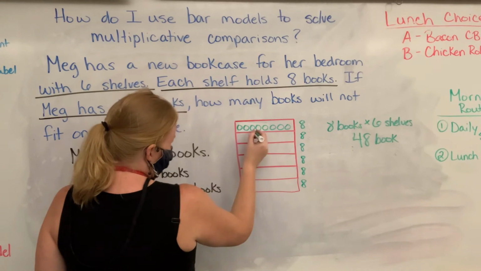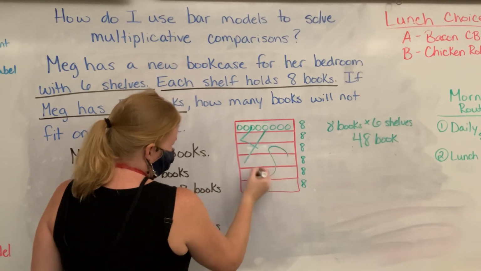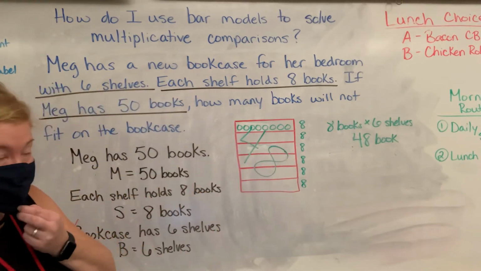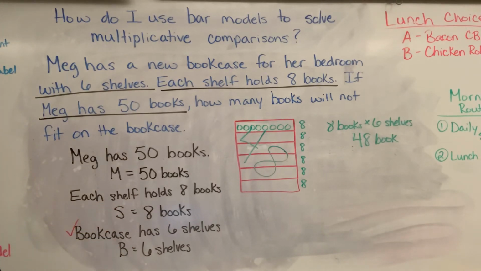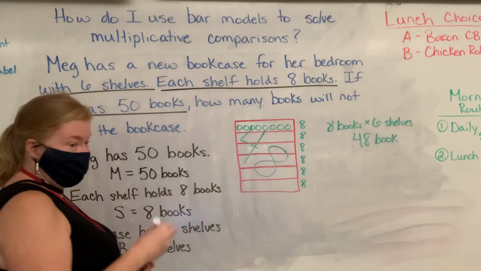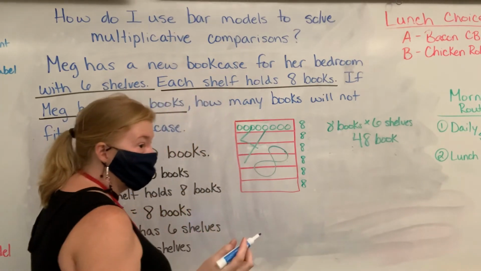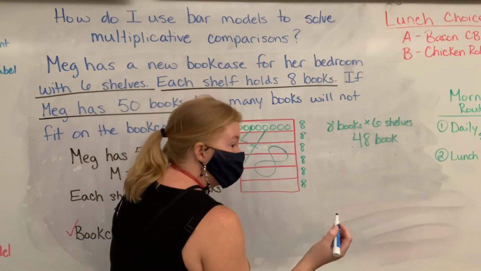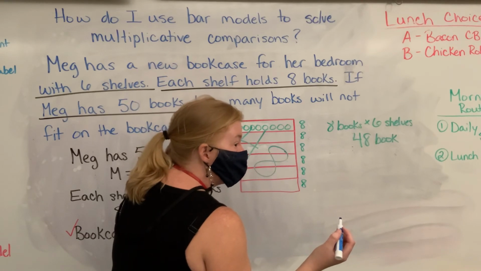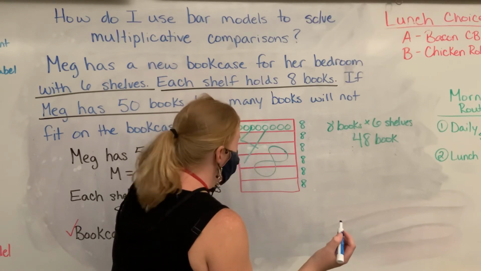I'm going to write that real big on the whole thing. 48 books can fit on the whole thing. Now, my question was, if Meg has 50 books, how many books will not fit on the bookcase? Don't give me the answer yet. I want a sentence with a blank in it. What would be my sentence with a blank in it, sir? The bookcase can hold 50 books and it can't hold blank books.